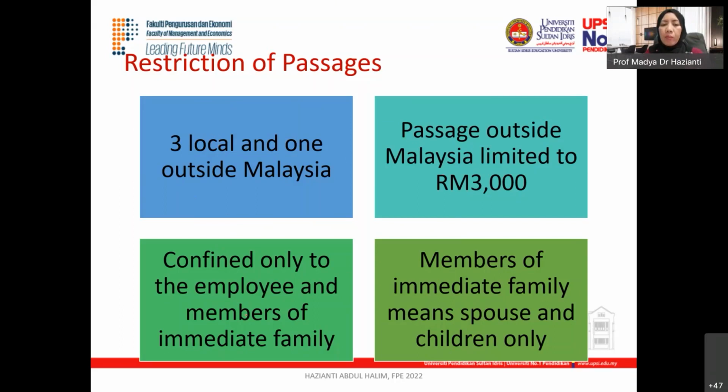Confined only to the employee and members of immediate family. So family, immediate family maksudnya spouse, husband or wife and kids. So members means spouse and children only. Mak ayah tak termasuk immediate family. If you're not married, then yes, parent. If married, they kira spouse and also children only. So let's say the company bayar untuk semua orang satu family, 3 local trip, itu exemption so you don't have to pay tax.